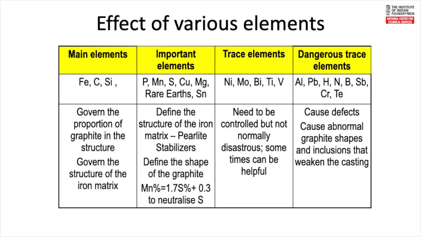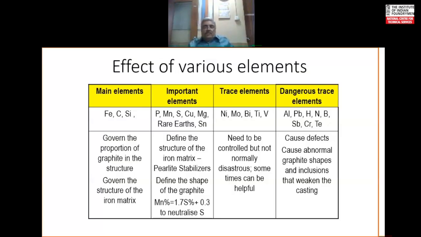So it needs to be taken care of, and manganese balances it out. The rule of thumb is the percentage of manganese in your iron should be 1.7 times sulfur plus up to 0.3. That's the number. And people will use this as one of the controlling tools for ensuring that you get good microstructure without problems.